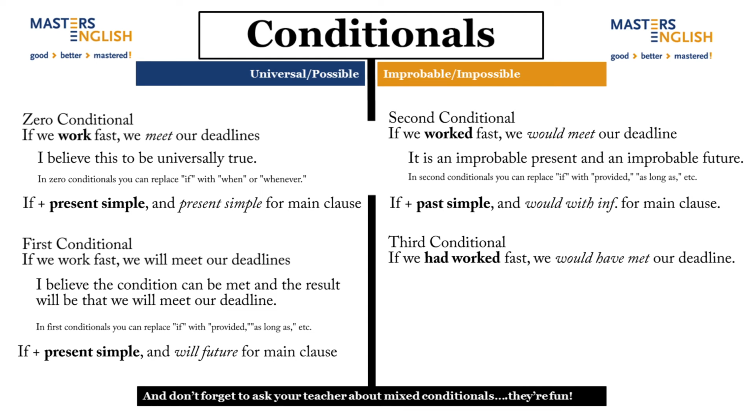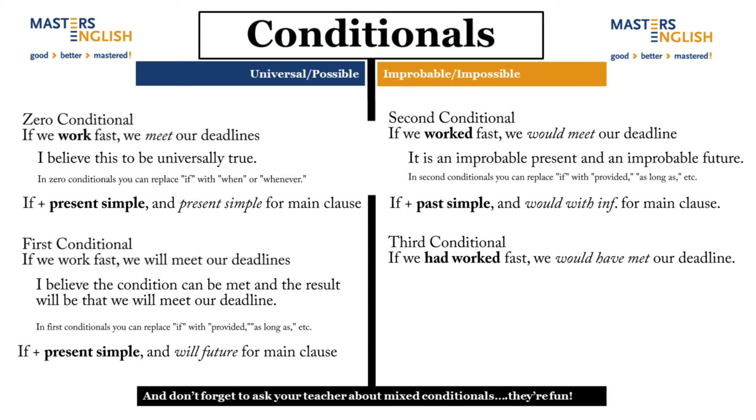And I know you're probably looking at it and you're saying to yourself, but I've got an if clause and I've got the past simple. If we worked fast, we would meet our deadline. That's the past simple, Eric. How can you tell me that that is a present and a future? Now, it's not really the past simple. It's a subjunctive, but in English, the subjunctive form has taken on, historically, the exact form of the past simple, with the exception of the verb to be. But we'll get to that in a moment.